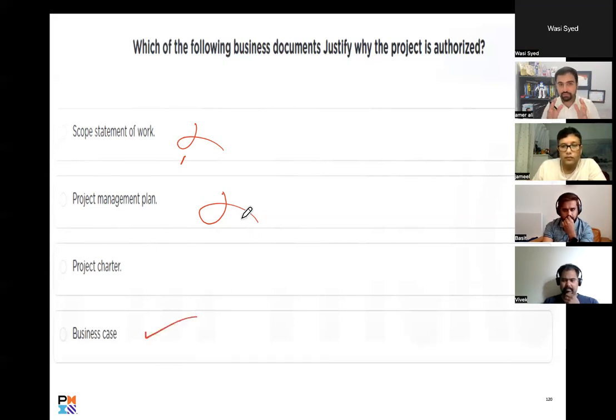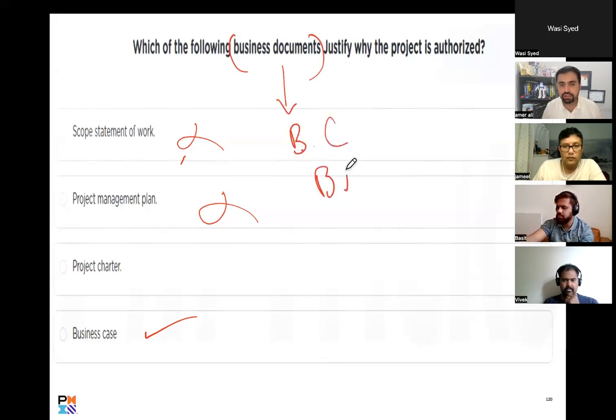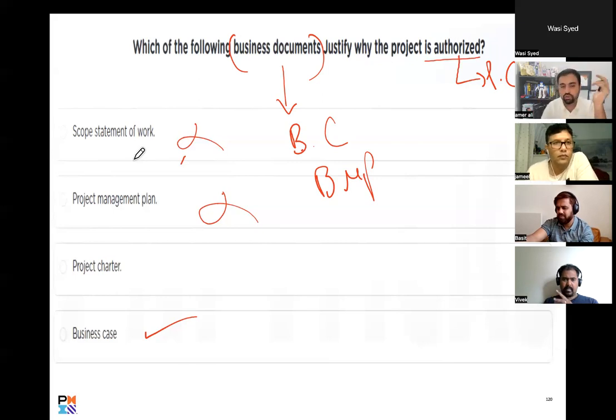Your answer is right, but your justification is interesting. There are only two business documents in the PMP: the business case and the benefits management plan. Authorization actually happens because of the project charter, but the project charter is not a business document. The question categorically said business document. There are only two business documents, the business case, and then of course it can also authorize.